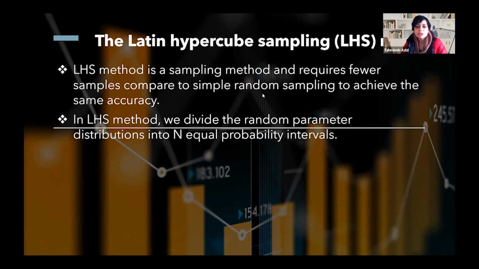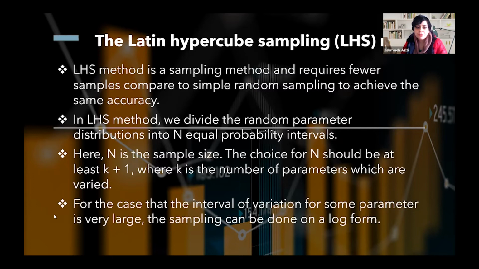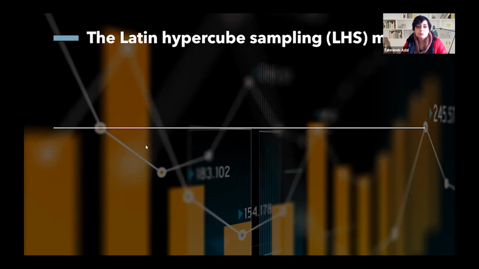In this method, we divide the random parameter interval distribution into n equal probability intervals. We are going to finally get a matrix, where n is the number of probability intervals, which is our random parameter distributions, and k plus 1, where k is the number of parameters we are choosing to vary. For the case that the interval of variation for some parameters is very large, then we need to do a log-form approximation.